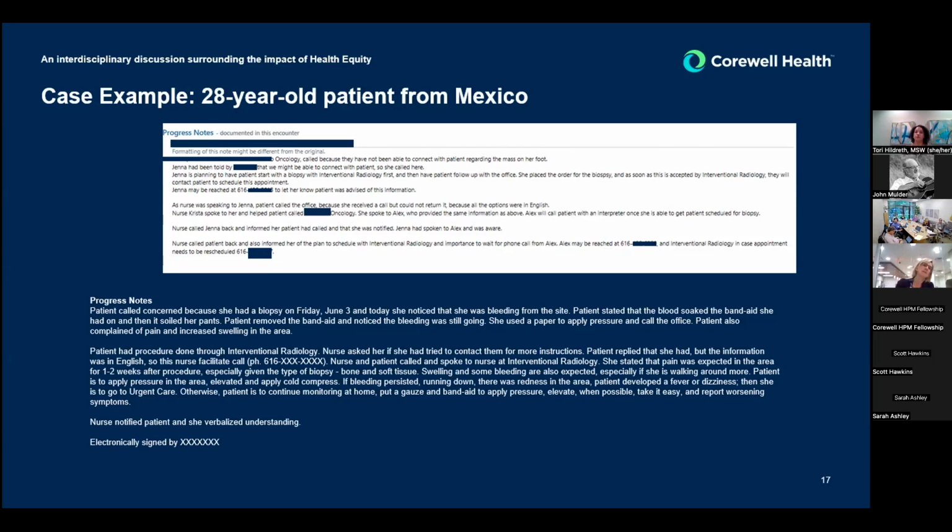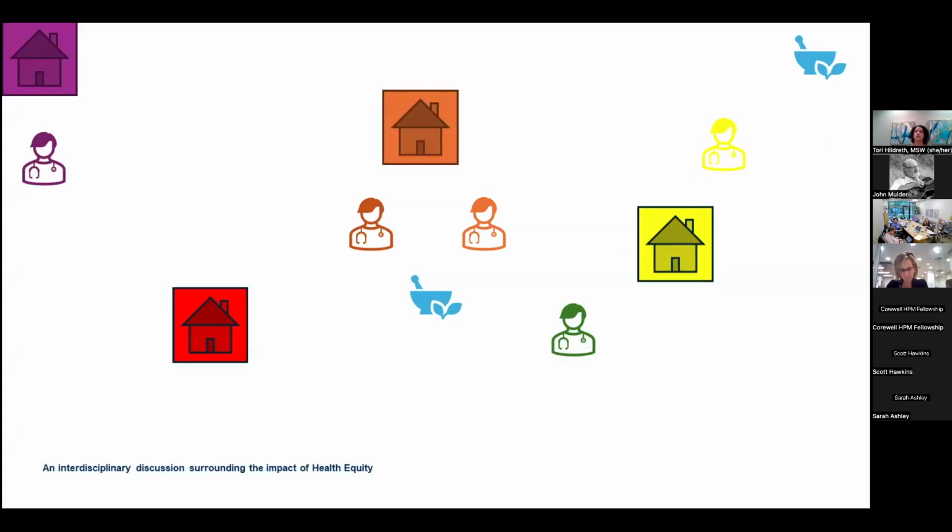So we could go back to that graphic slide. So questions I found myself asking is, what would she have done if there wasn't this strategically located migrant clinic? What would she have done if she didn't know about this Spanish-speaking nurse? How would she have navigated?